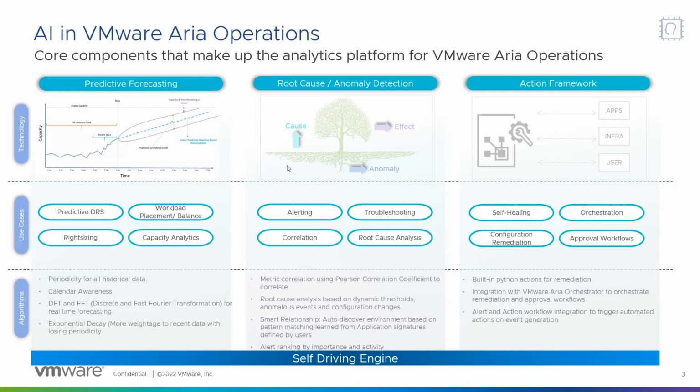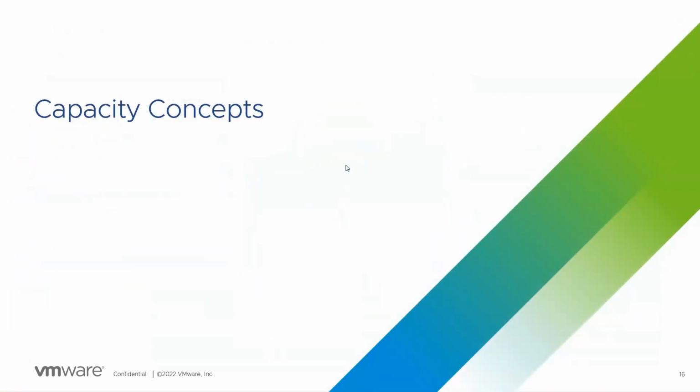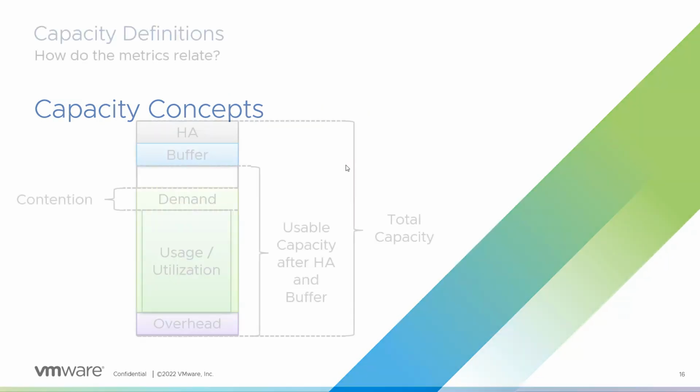But the capacity engine also impacts other features as well, like workload placement or workload optimization, predictive DRS. There's other aspects that this engine actually applies to as well. So it's not just capacity. It actually helps fuel some of the other capabilities as well. So with that, like I said, I'm diving straight into the good stuff.